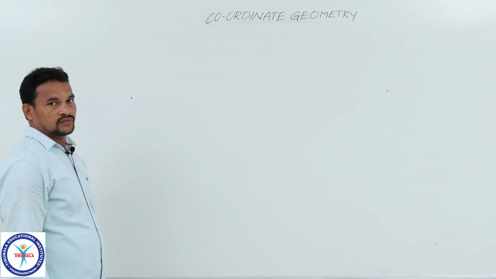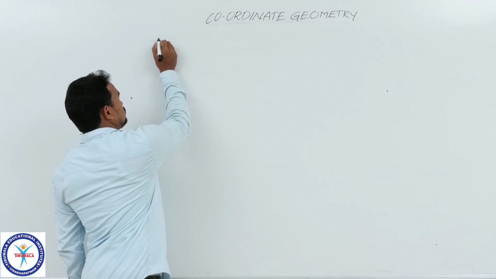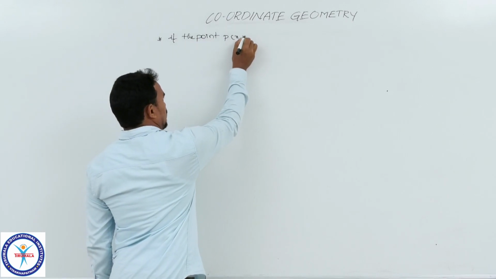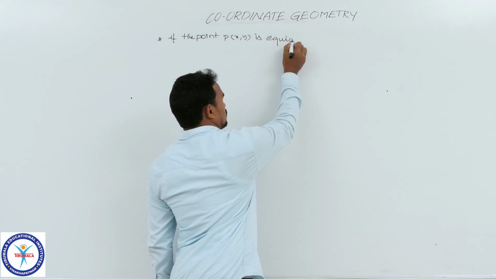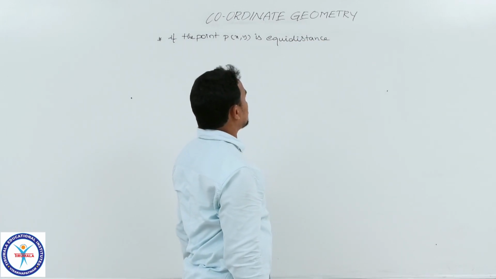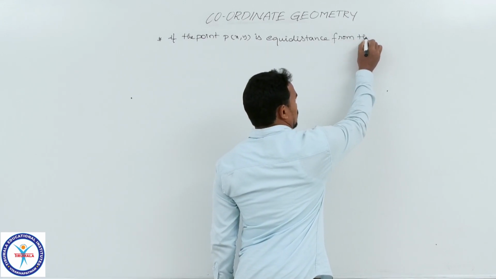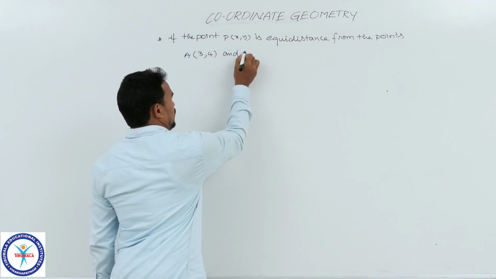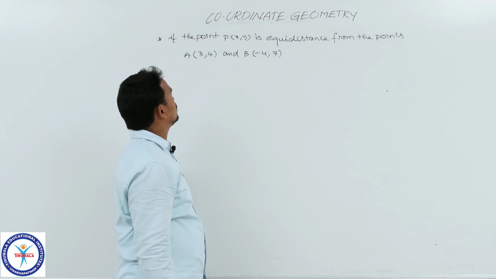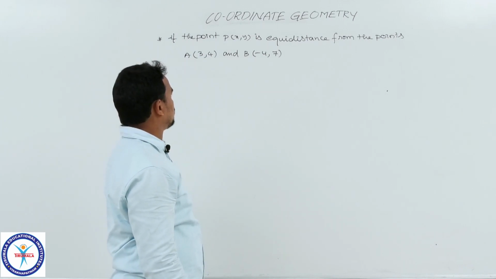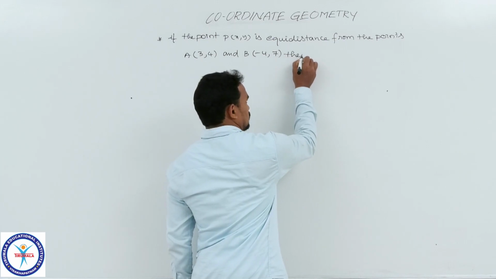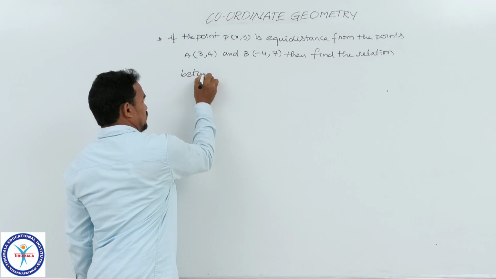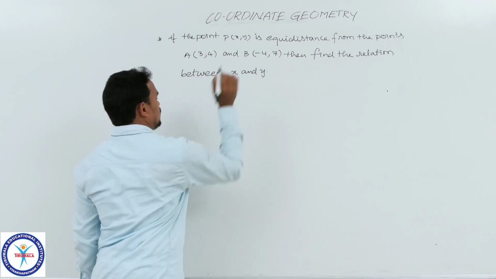Now based on this distance concept, one more example, here see, if the point P of x comma y is equidistant from the points A of 3 comma 4 and B of minus 4 comma 7, then find the relation between x and y. It is our question.